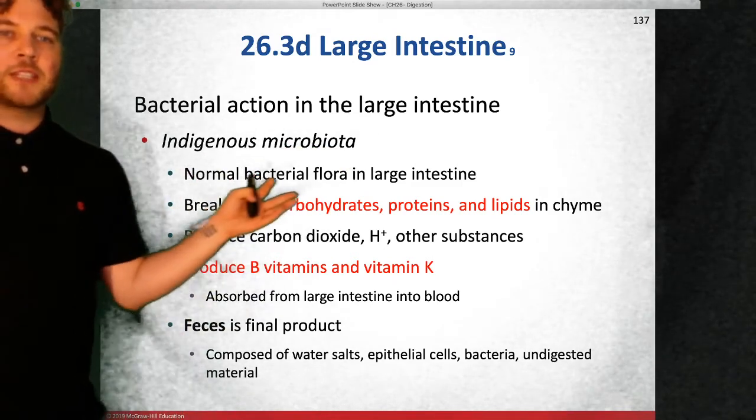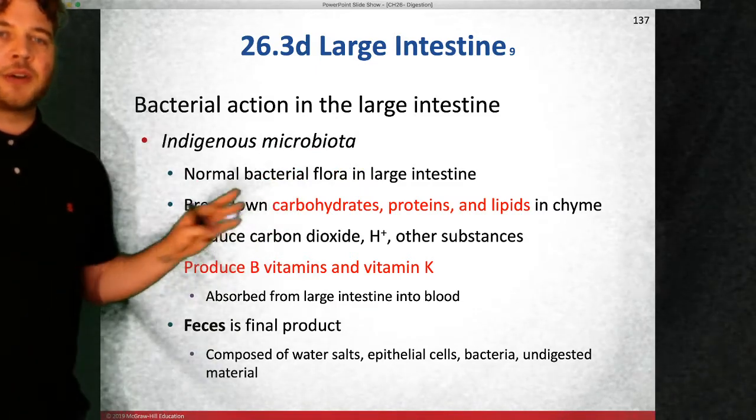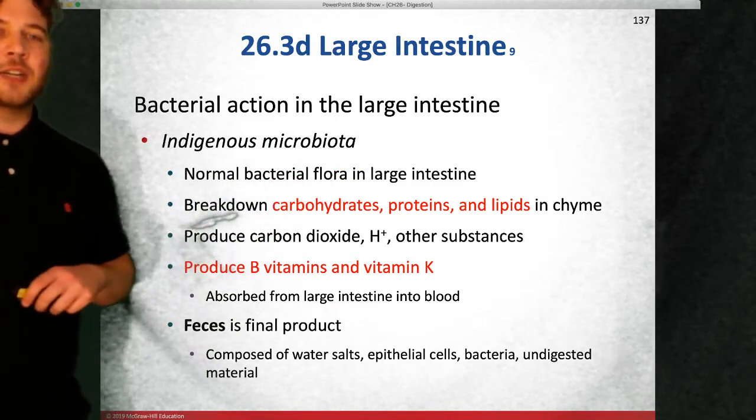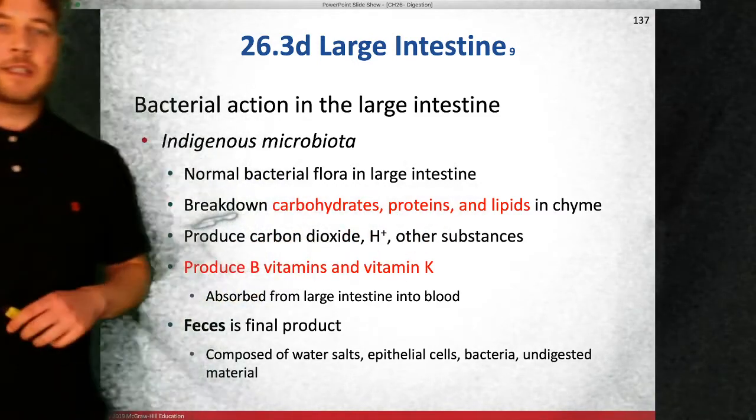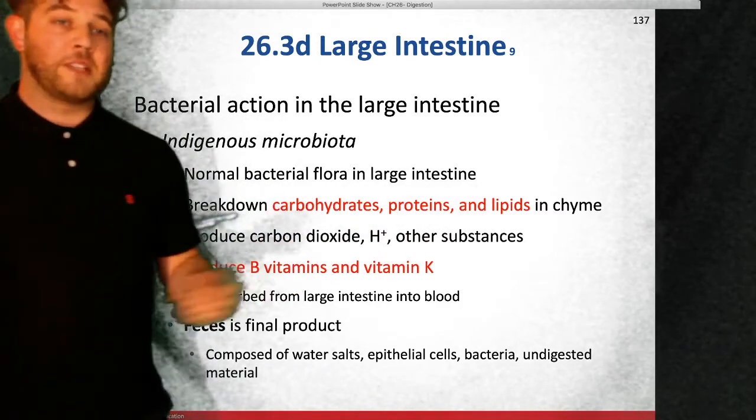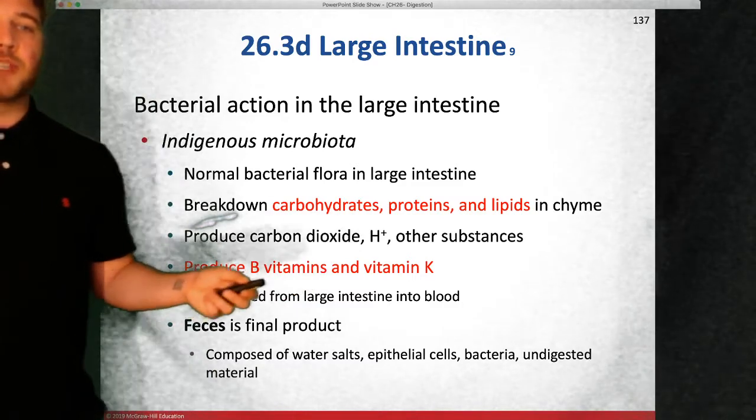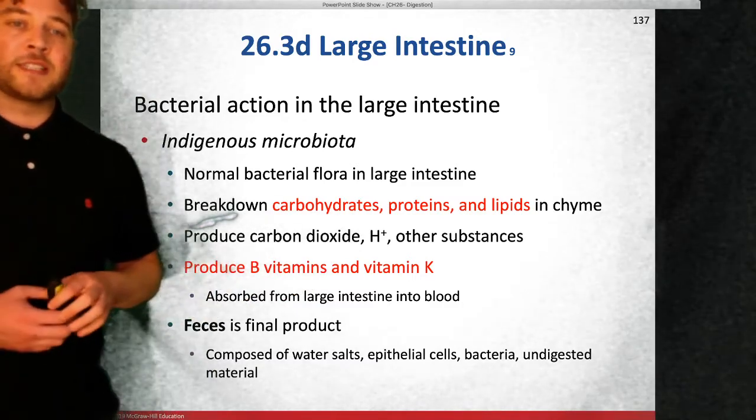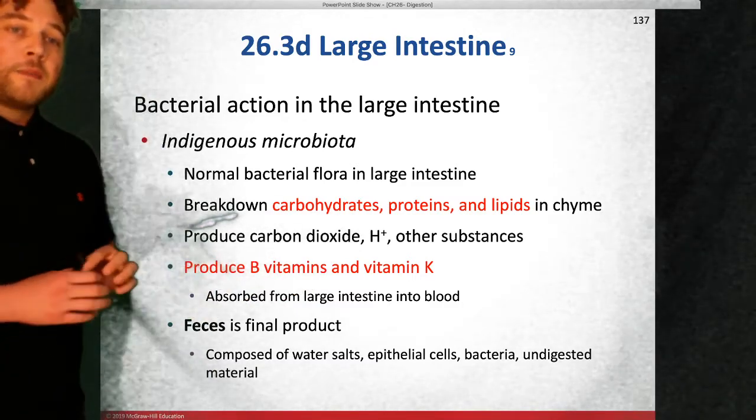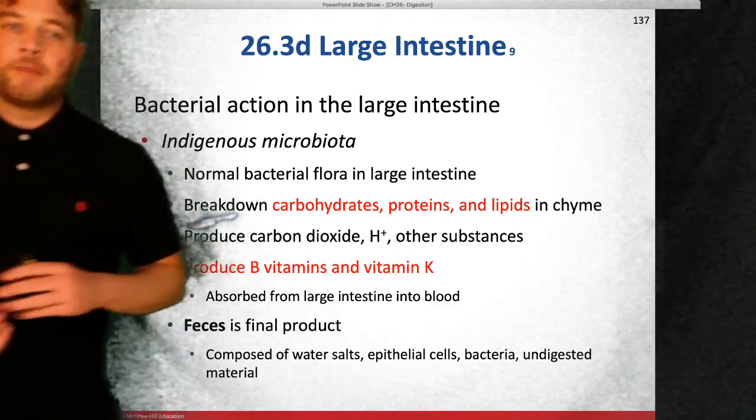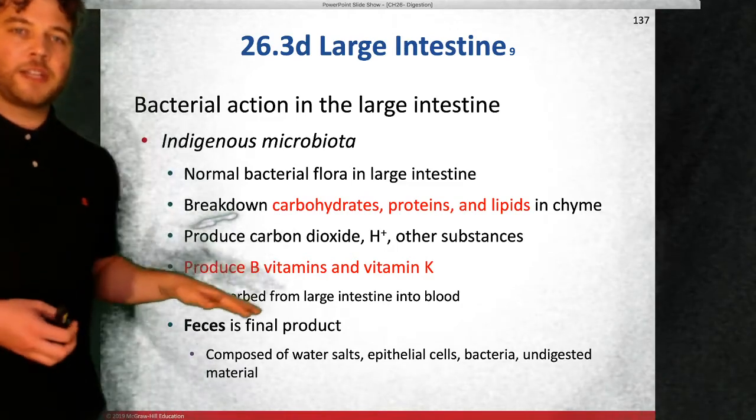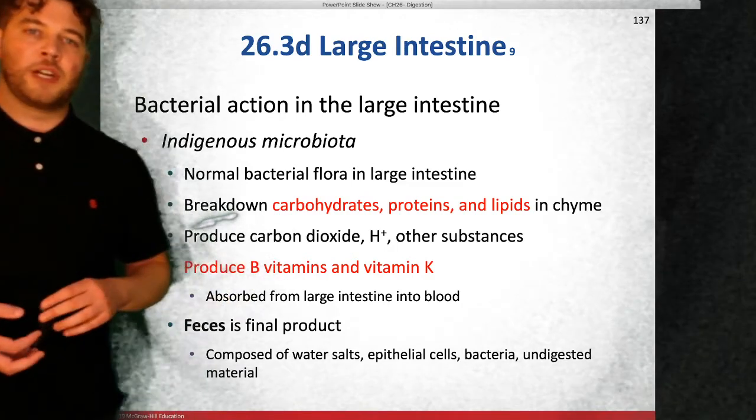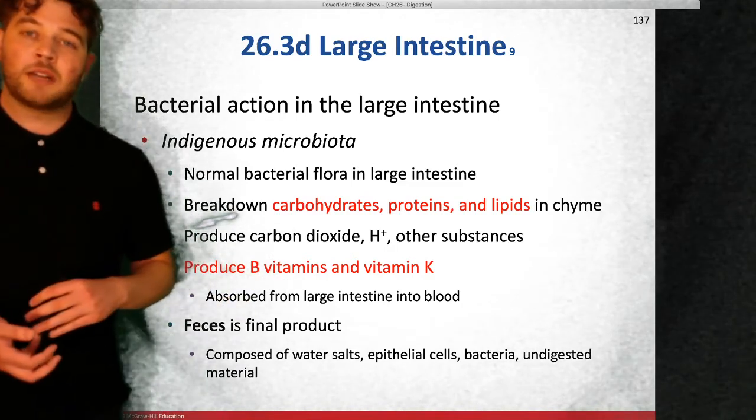Normal bacterial flora in the large intestine break down carbs, proteins, and lipids in your chyme, producing carbon dioxide, hydrogen, and other substances, mostly including vitamins B and vitamin K, which absorb from the large intestine into the blood. This indigenous microbiota is crucial to our function, not just with physical health, but they've also been shown to play a role in our mental functioning and proper mental health.